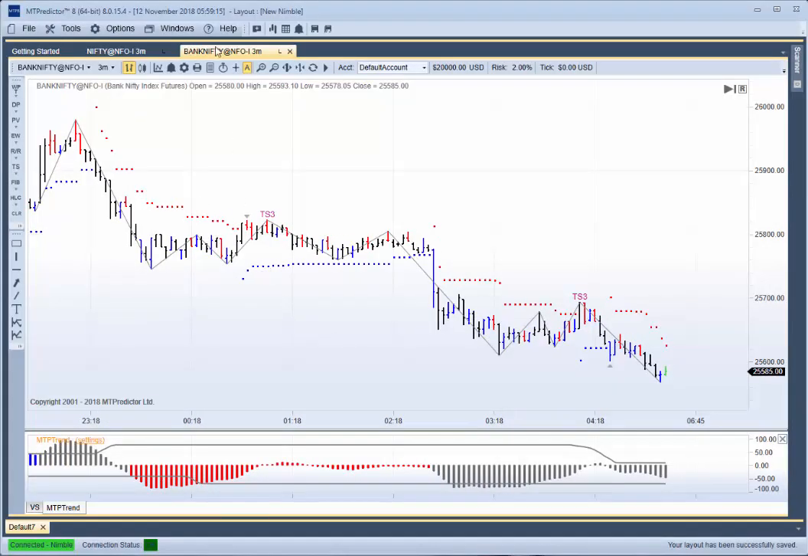Right, here's the BankNifty for today, which is Monday the 12th of November. And you can see we have some automatic setups on our MTPredictor chart here. So the question is, do we just blindly follow these as if it's a black box system, perhaps in the direction of our MTP trend color-coded indicator there, which is red for down, blue for up, and black for in the period of making a potential change, or do we do something different? Well, we do something different.